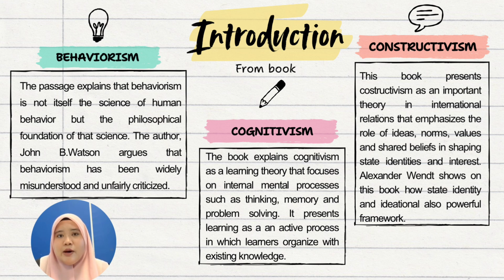And lastly, about constructivism. This book presents constructivism as an important theory in international relations that emphasizes the role of ideas, norms, values, and shared belief in shaping state identities and interests. Alexander Wendt shows in this book how state identity and interests are shaped, making it also a powerful framework.